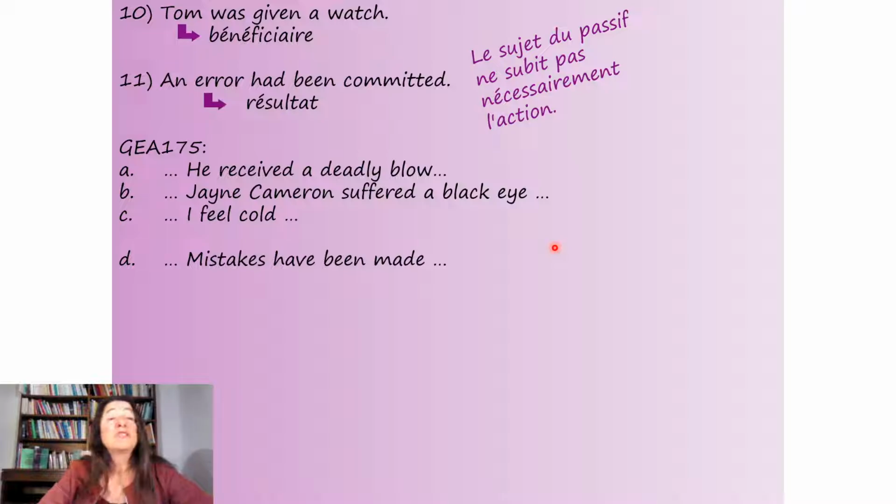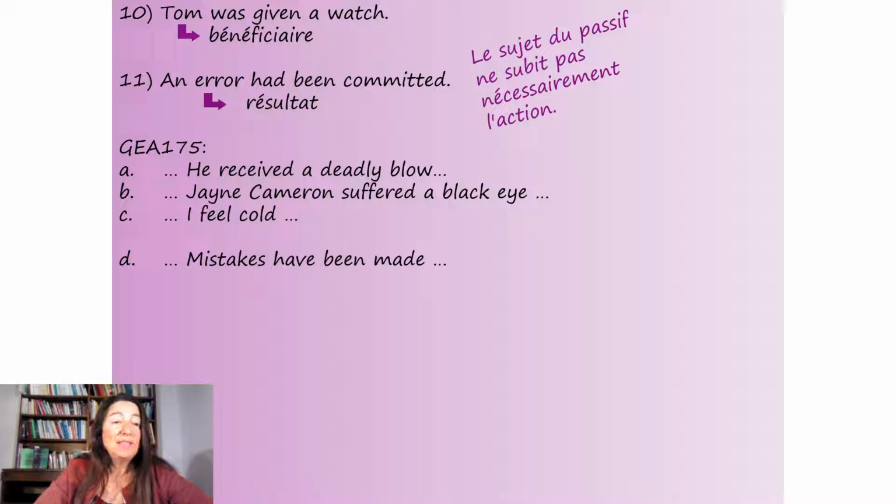Are we going to consider that the subject is really active in these sentences? He received a deadly blow. She suffered a black eye. I feel cold. The subject is not really active. It rather looks like the subject is undergoing the action, and yet these sentences are active sentences.